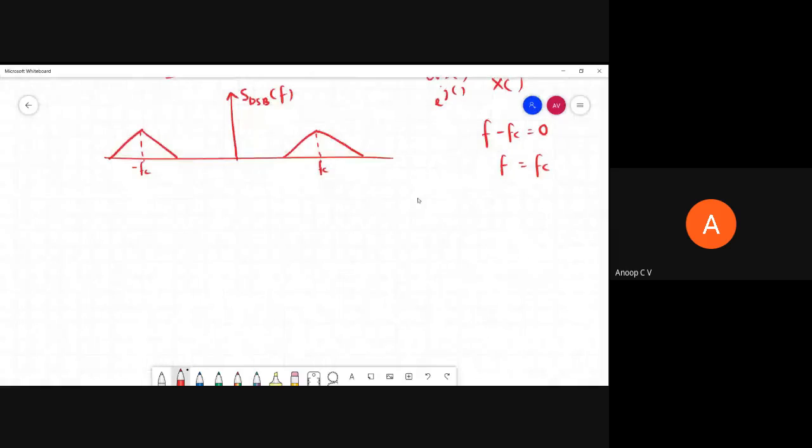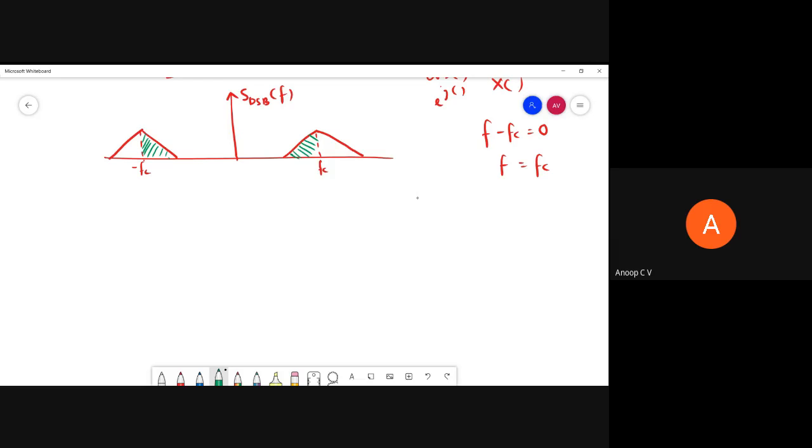Now what we want to do is retain only the lower side band. Retaining only the lower side band means I'll shade the lower side band. So this part I have to retain, and also this part, and the unshaded regions I have to clip off, or remove. Removing in the frequency domain means filtering out using some filter.